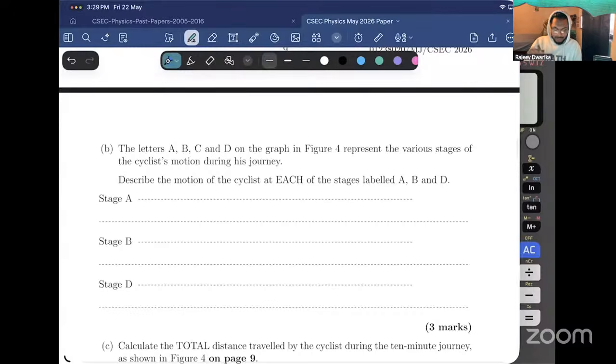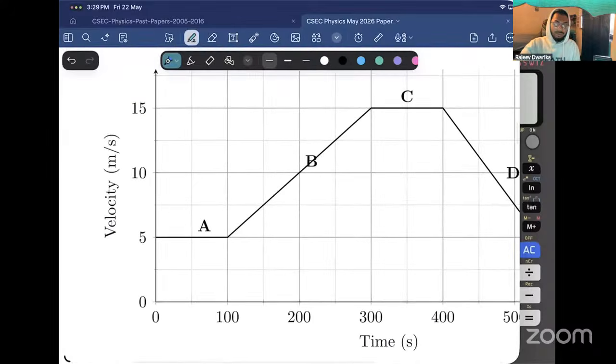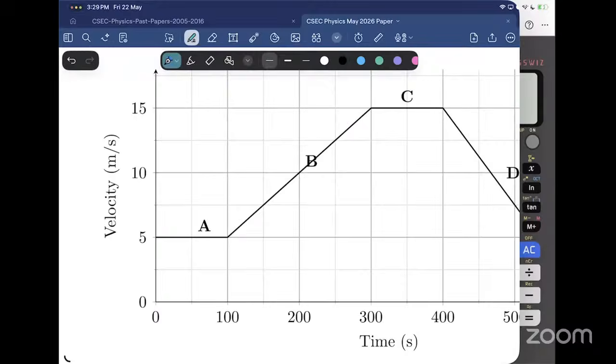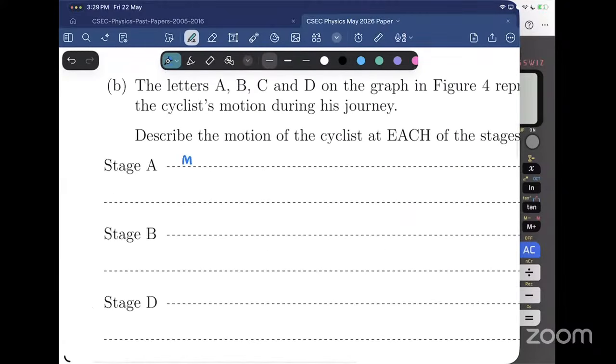The letters A, B, C, and D on the graph in figure 4 represent various stages of the cyclist's motion during his journey. Describe the motion of the cyclist at each of the stages labeled A, B, and D. So at stage A, what is he doing? Moving at a constant velocity for 100 seconds.